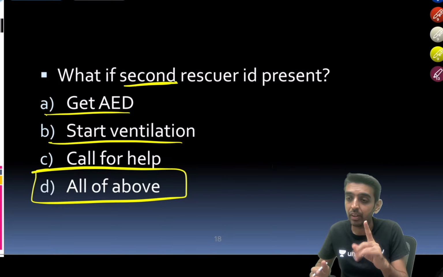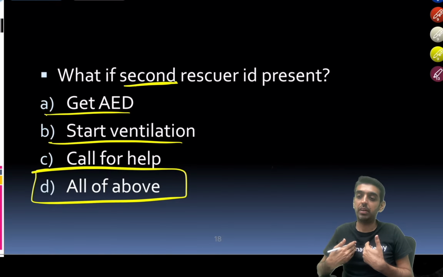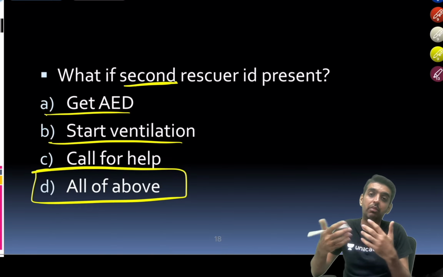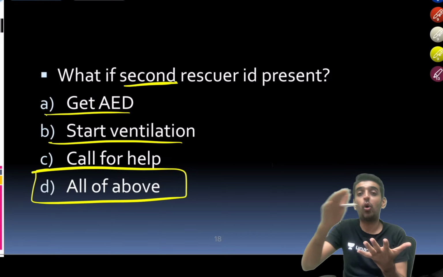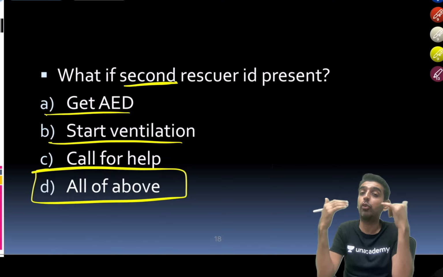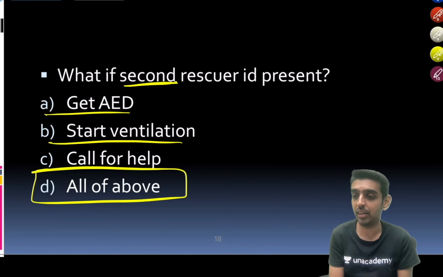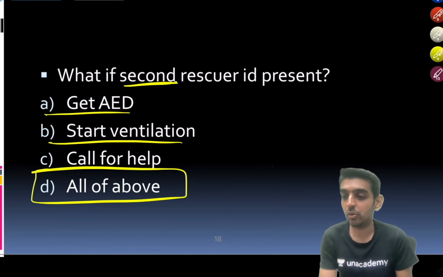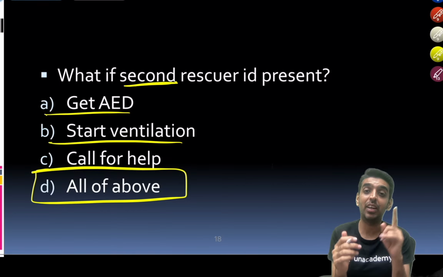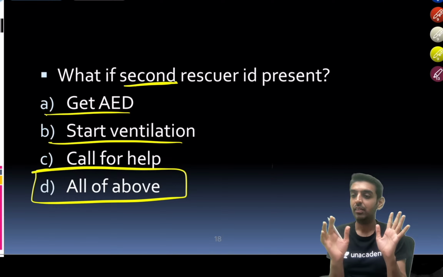If you are alone, then you have to do it all by yourself. But if Varun and Baljinder both are present, what will they do? Baljinder will start chest compressions, Varun will do all of the above. He'll get the AED from the mall, start ventilation, and call for help, dial 100, all those things. In the UK it is 999, okay. Baljinder says in the UK it is 999, so you'll call 999 when you are in the UK.